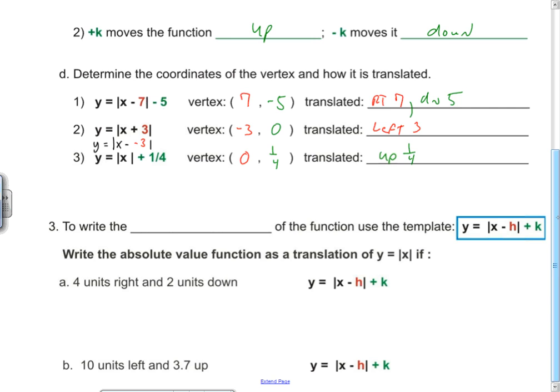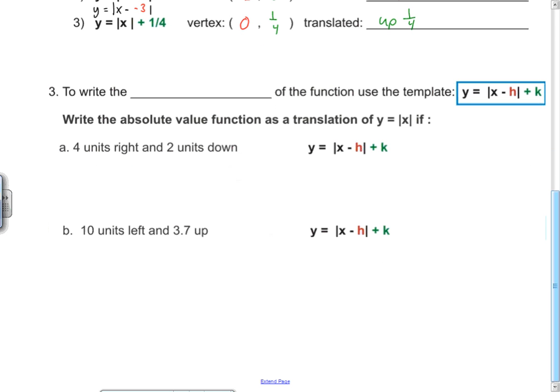Okay, the next section, we're going to deal with the simplified form of the absolute value function, which means we don't have the m in front. Okay? So a little bit easier to deal with when we want to do what we want to do here. So section 3, we want to write the equation of the function using the template y equals the absolute value of x minus h plus k. Okay?